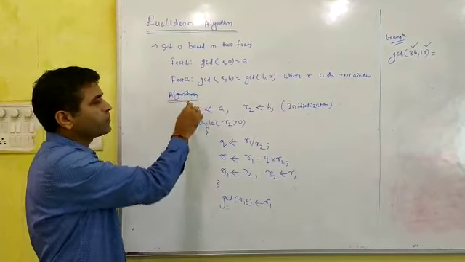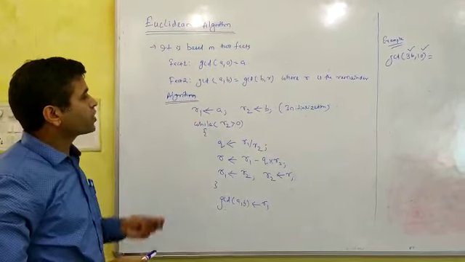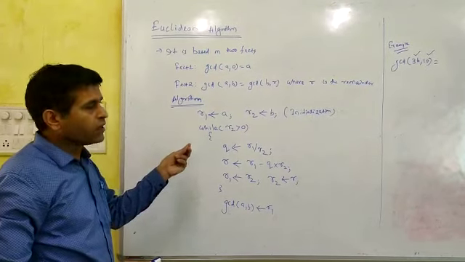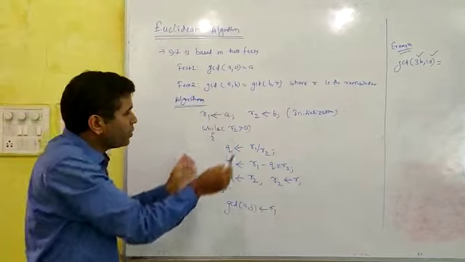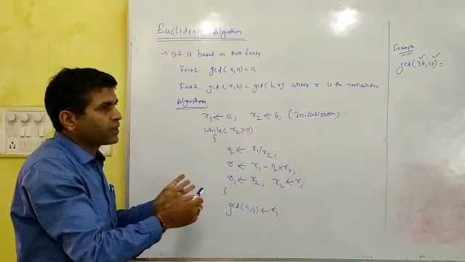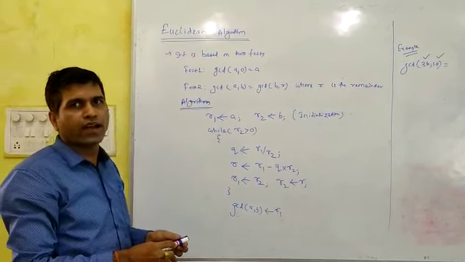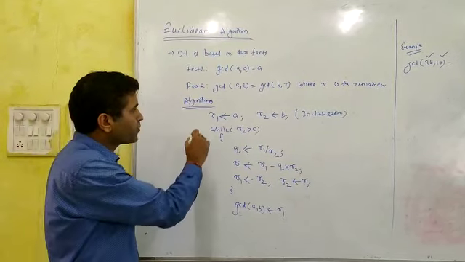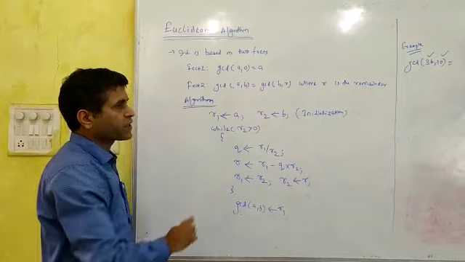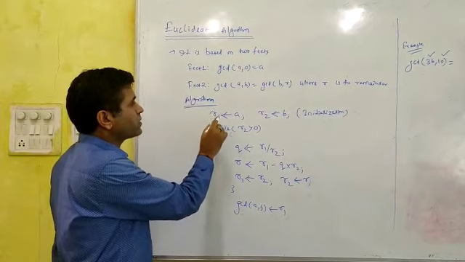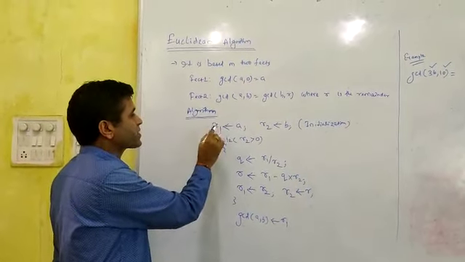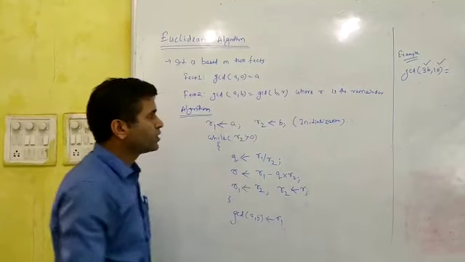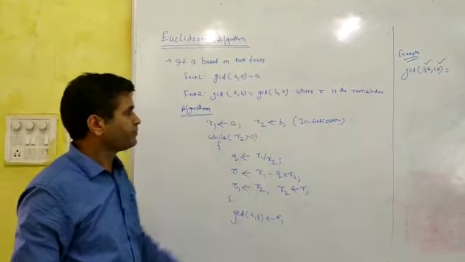See this algorithm. We have to focus on one algorithm using the while loop in computer science. So how will the while loop be used to get the GCD, greatest common divisor, of two numbers using Euclidean's algorithm? Now I will go step by step. In the first step, the value of A is assigned to R1 and the value of B is assigned to R2. This is the initialization.